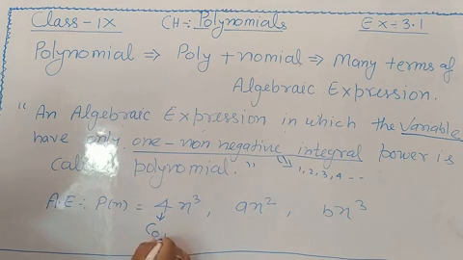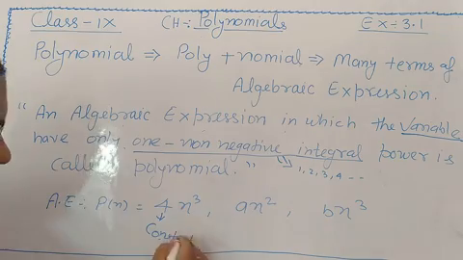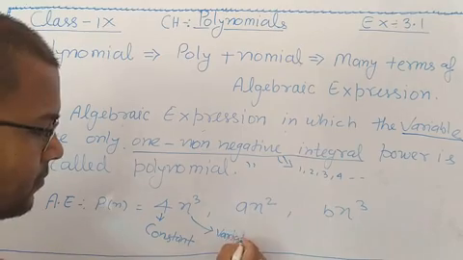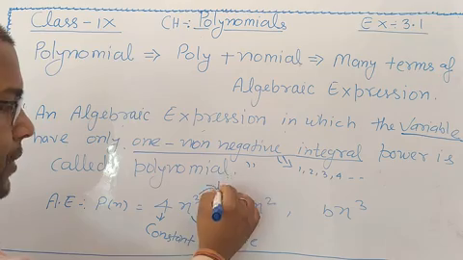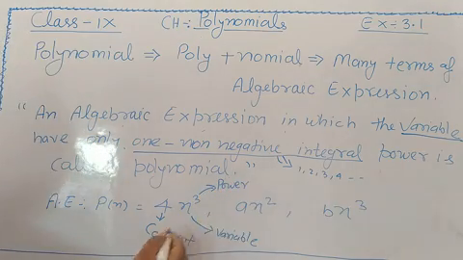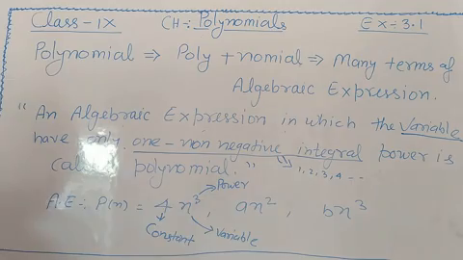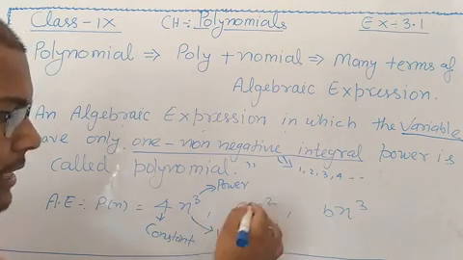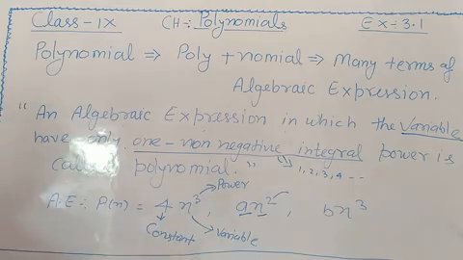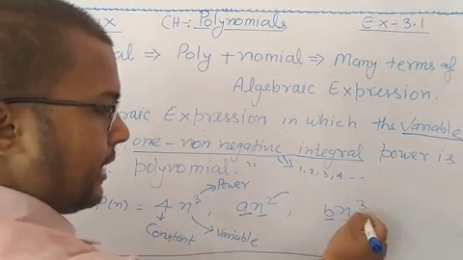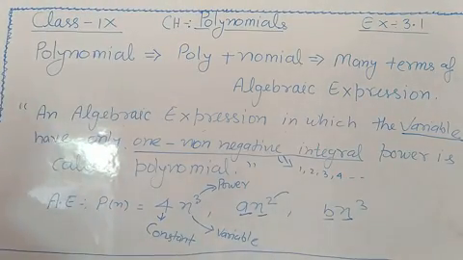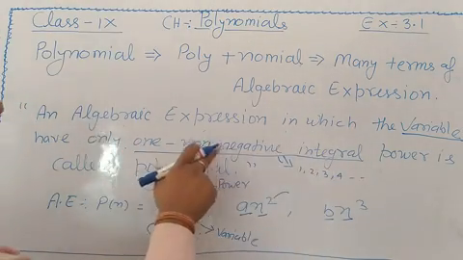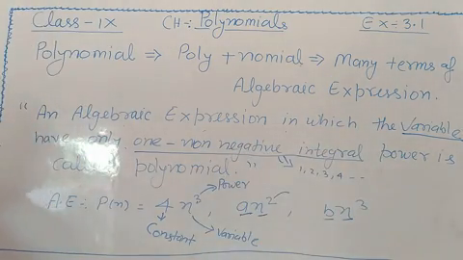4 is the constant term, x is the variable, and this is the power. The power is also a non-negative integral. This value is constant, x is variable, power is non-negative integral. B is constant, x is variable and power is non-negative integral. It is also defined, students, that the power of the variable is non-negative integral. Okay, students.